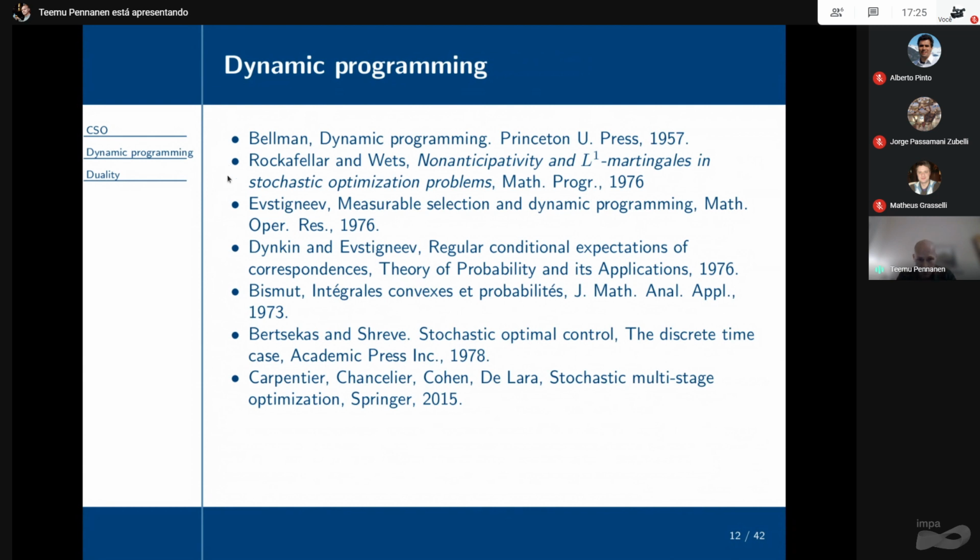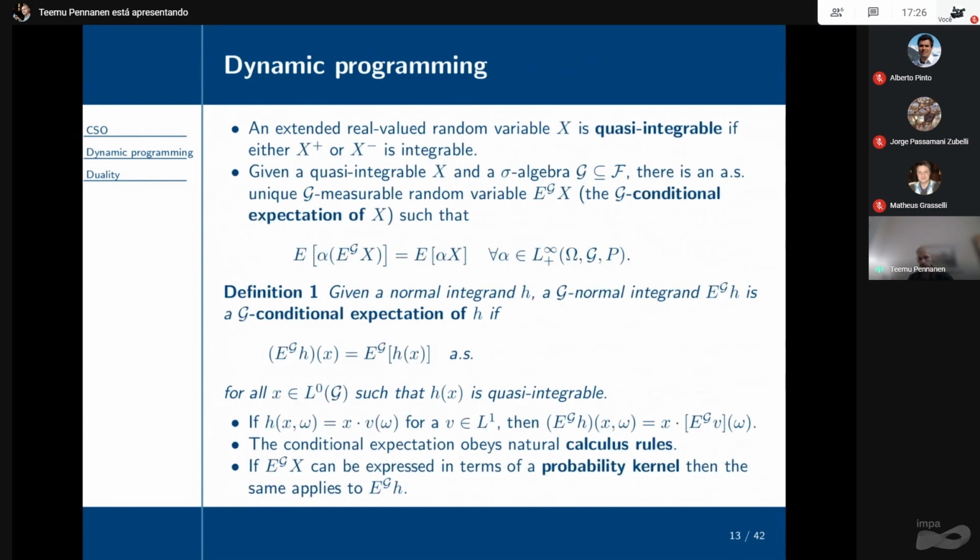Another difference between Rockafellar and Wets versus Evstigneev is that Evstigneev quite elegantly used the notion of a conditional expectation of a normal integrand that he developed with his supervisor Dynkin. There's a beautiful paper by Jean-Michel Bismut. It was the first paper published after his PhD thesis, which studied convex stochastic optimization using normal integrands. He also understood the importance of conditional expectation of a normal integrand, and indeed his first paper was exactly on this topic. So that's what we will use. We found it a very useful and flexible tool to develop the dynamic programming recursion.